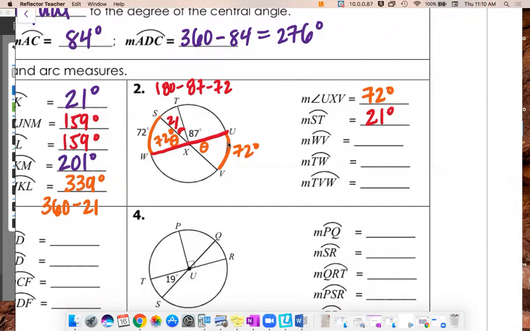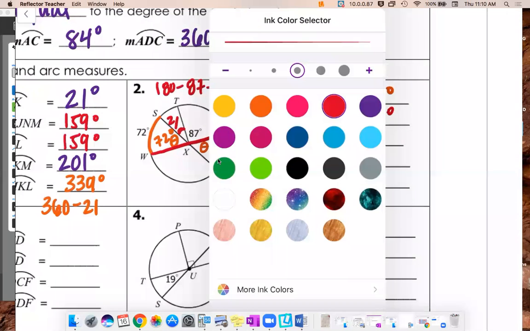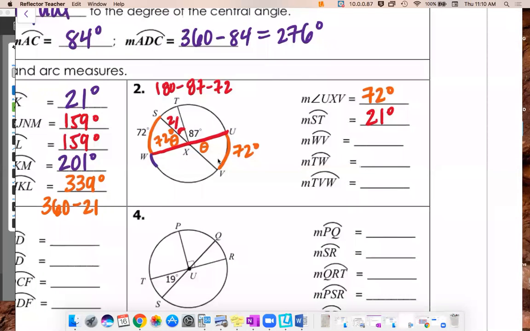So again, we're looking at this side of the circle. This adds up to 180 degrees. All I have to do is subtract the 72. So let me switch colors so we can see. We're looking for just this measure of its arc. So I would do 180 minus 72, and I would get this one to be 108 degrees. So this arc is 108 degrees, which also means this angle inside of here is 108 degrees as well.